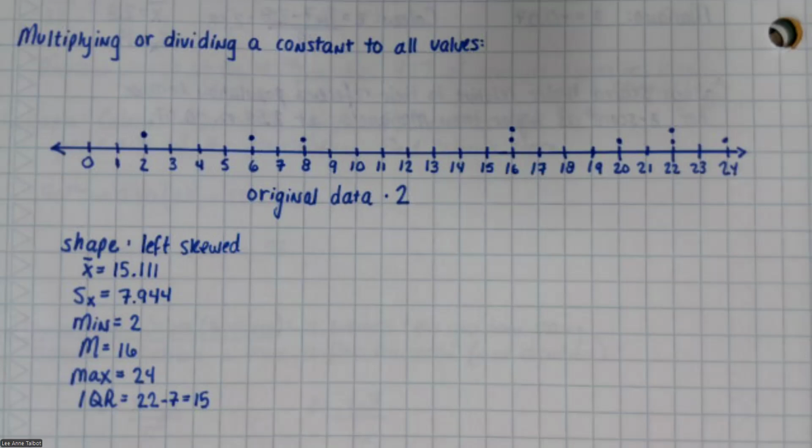Okay, so this is the moral of the story from today. Multiplication and division affects everything, all the statistics that you find from that data set. And adding and subtracting only affects measures of location, meaning median, Q1, Q3, max, min, those things. So it doesn't affect the spread.